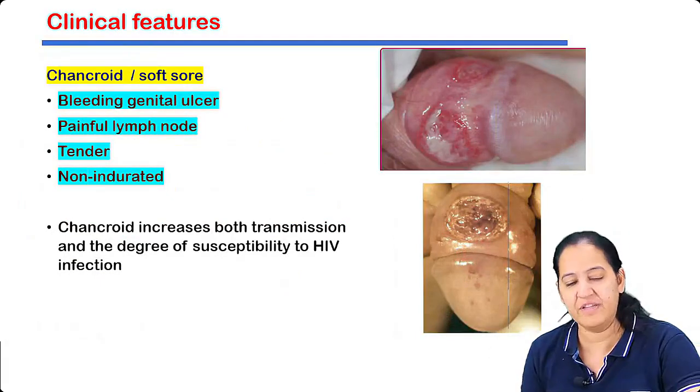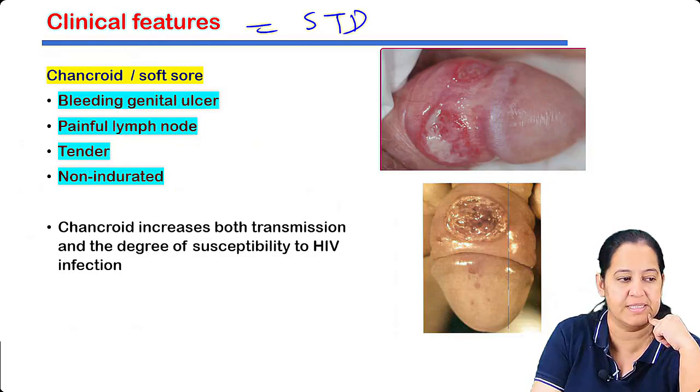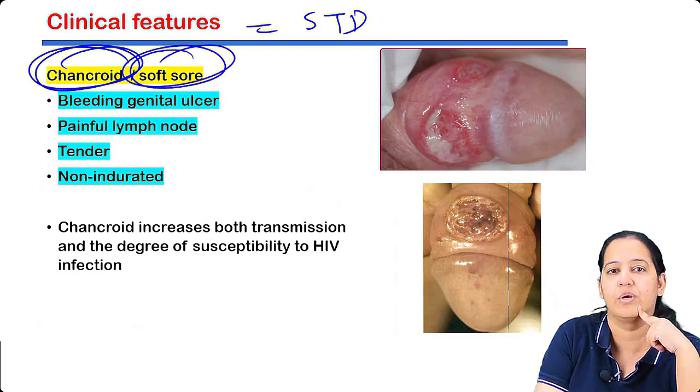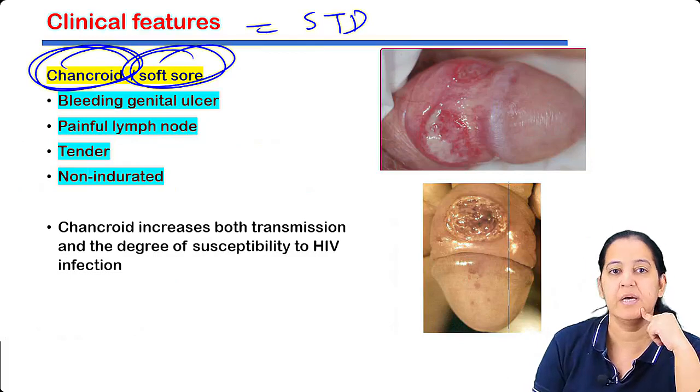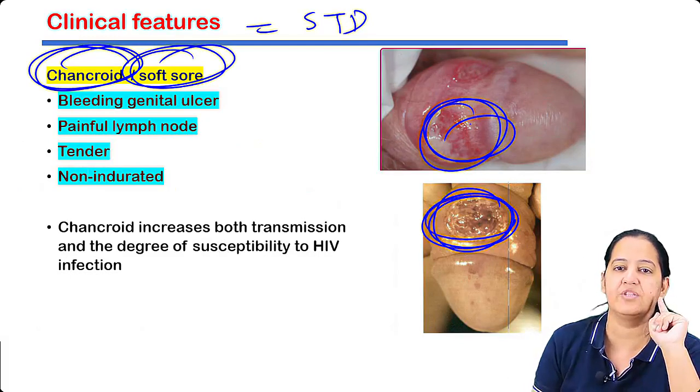Clinical feature: Haemophilus ducrei causes an STD, a sexually transmitted disease. The name of the STD is chancroid, soft sore. It causes the disease chancroid. On the genitals, on the penis of a male, you can see genital ulcers.